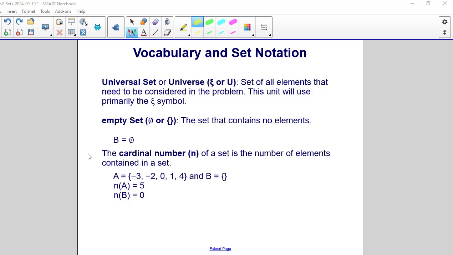The third phrase is cardinal number, denoted by the English letter N. The definition of the cardinal number of a set is the number of elements contained in a set. Here are 2 examples. If A is the set of numbers negative 3, negative 2, 0, 1, and 4, then the cardinal number of A is 5. There are 5 elements within the set. B is the empty set, so the cardinal number of B is 0 because it contains nothing.